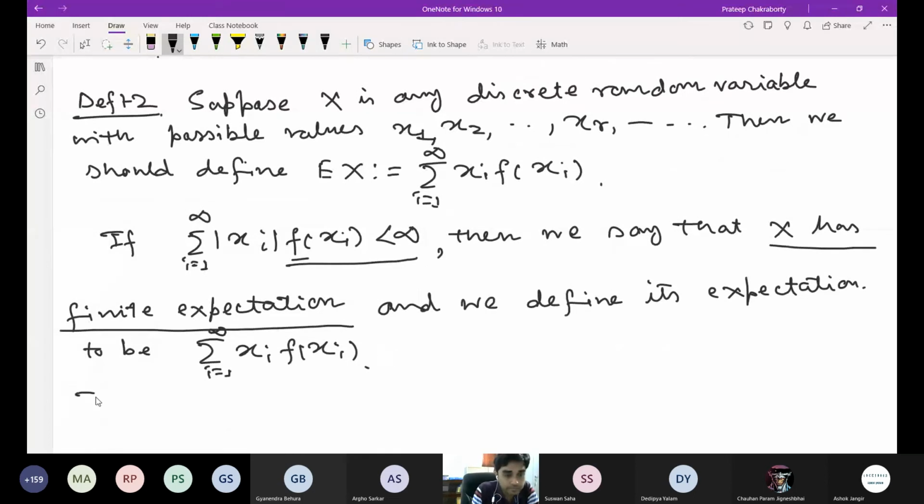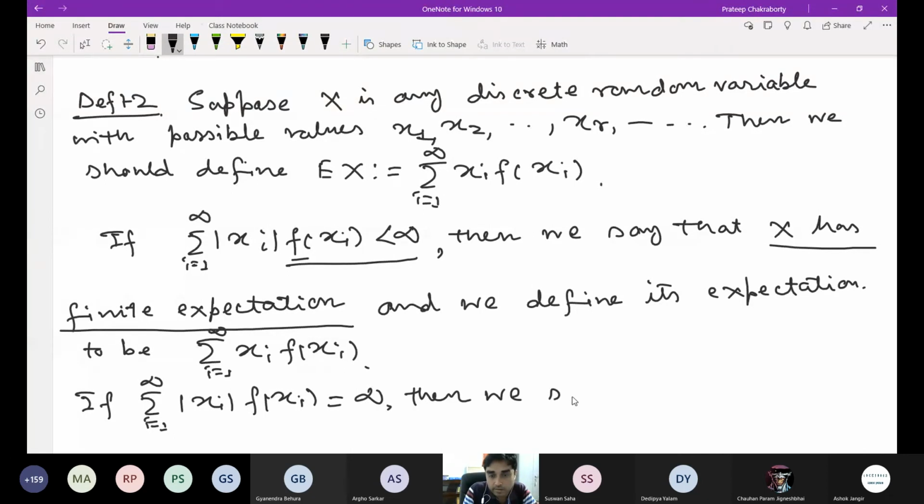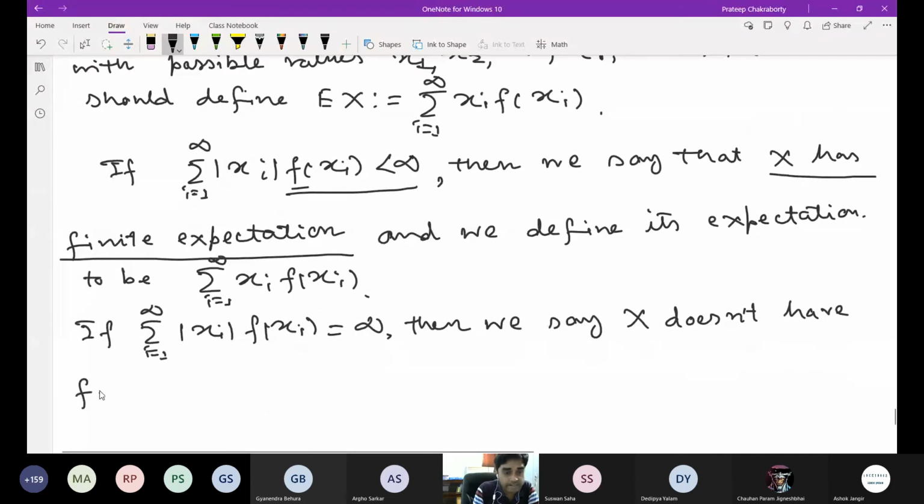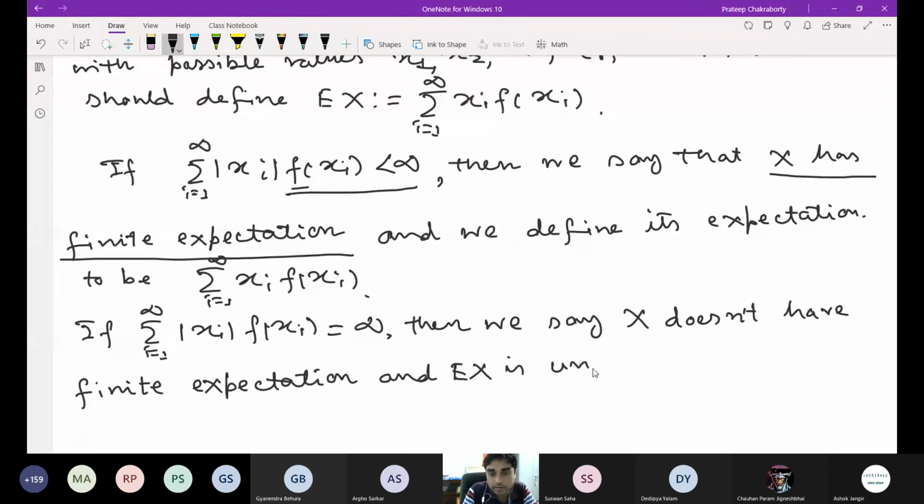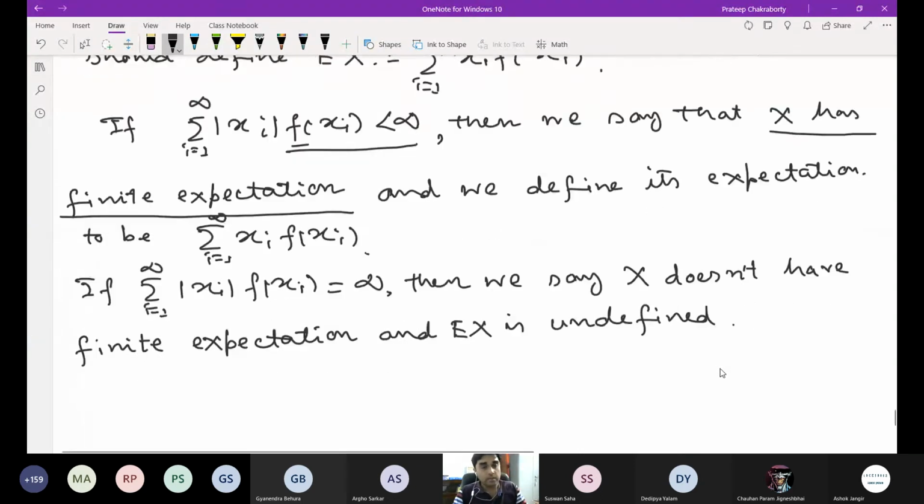Otherwise, if this summation is infinite, then we say X does not have finite expectation, and E[X] is undefined. Okay.